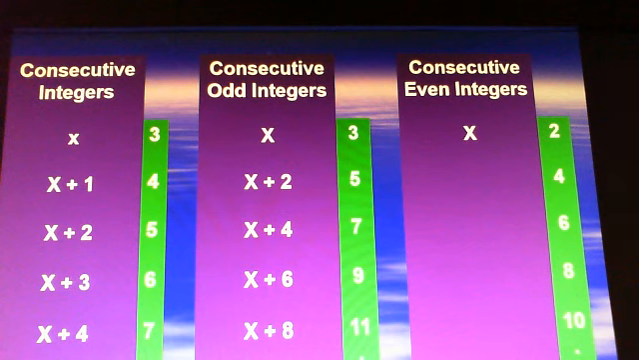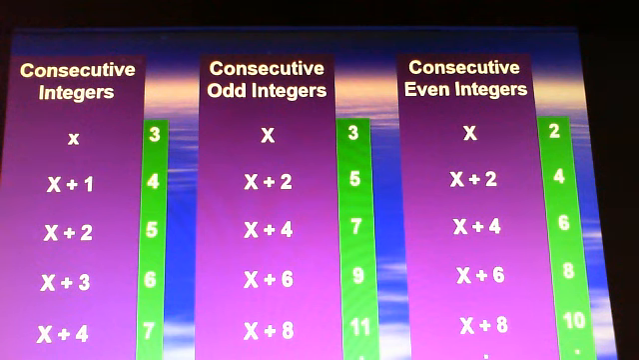Well, you have to add 2 to 2 in order to get to 4, so it would be x plus 2. And how do I get to 6? Well, x plus 4. And how do I get to 8? X plus 6. And how do I get to 10? X plus 8, and so forth and so on.